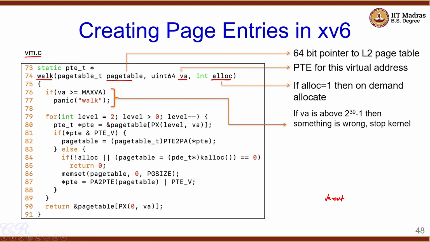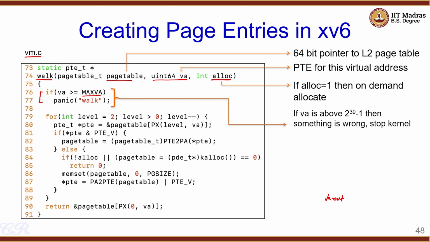Okay. So now let us look at what this function does. The first 2 lines, that is this over here, check whether the virtual address is greater than some particular value called max VA. Note that this virtual address is of 64 bits, right, but our addressing scheme can support only 39 bits, right. So that means our maximum virtual address is 2 power 39 minus 1. Anything above 2 power 39 minus 1 is invalid, right.